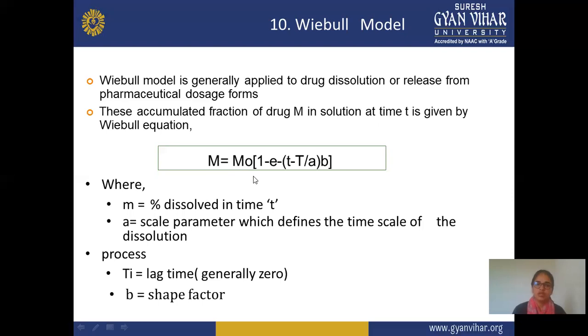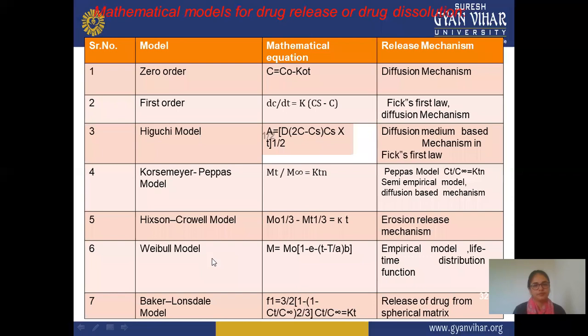M = M0[1 − e^(−(t − Ti)/a)^b], where M is the percent dissolved at time t, meaning how much is dissolved in percentage, a is the scale parameter which defines the time scale of the dissolution, Ti is the lag time, generally 0, and b is the shape factor. This is the Weibull model equation.